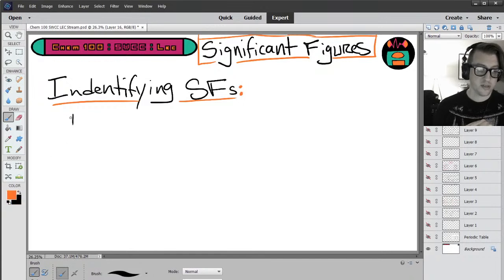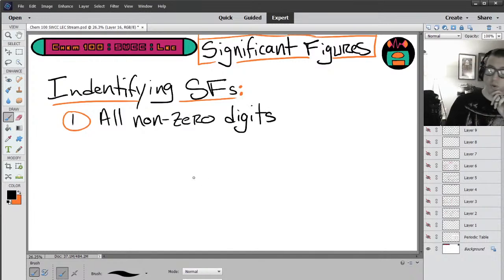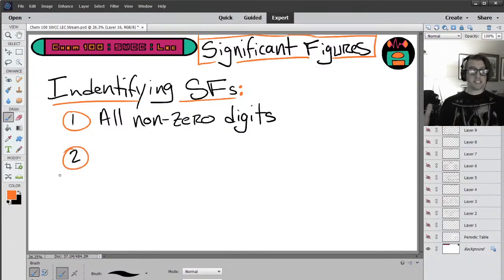First, all non-zero digits are significant. All right, that's the first rule. That may leave you wondering, can zeros be significant? And the answer is sometimes they are, sometimes they aren't.